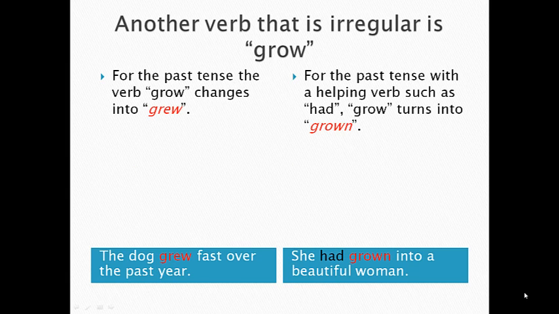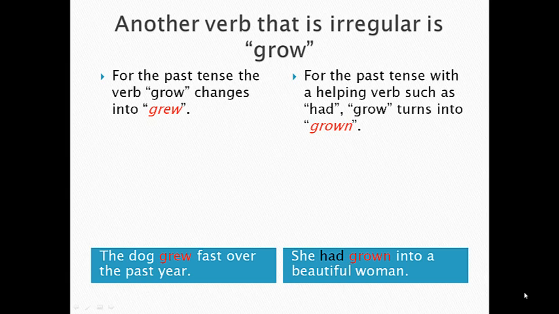Another verb that is irregular is grow. For the past tense, the verb grow changes into grew, such as, the dog grew fast over the past year. For the past tense with a helping verb, such as had, grow turns into grown. She had grown into a beautiful woman.